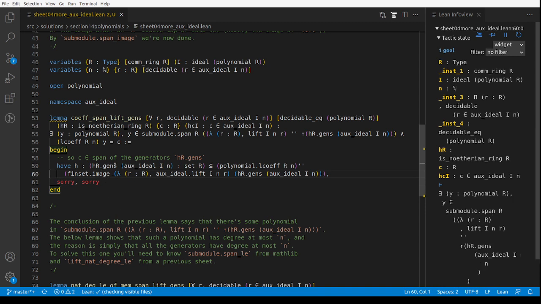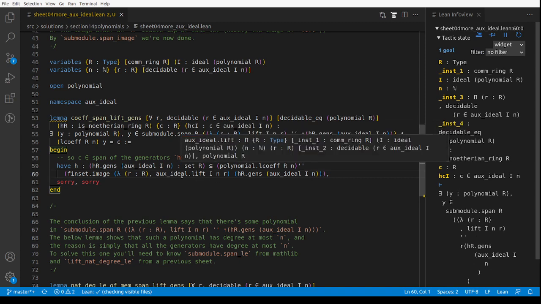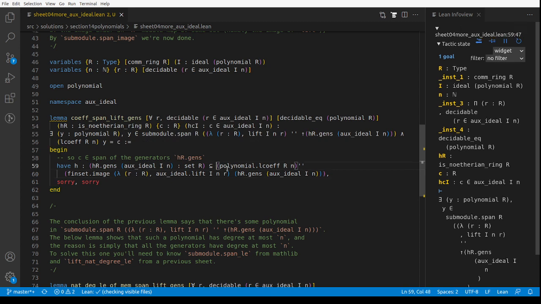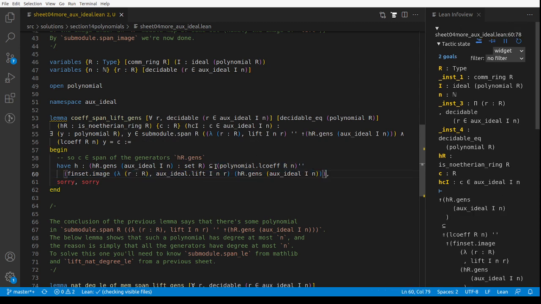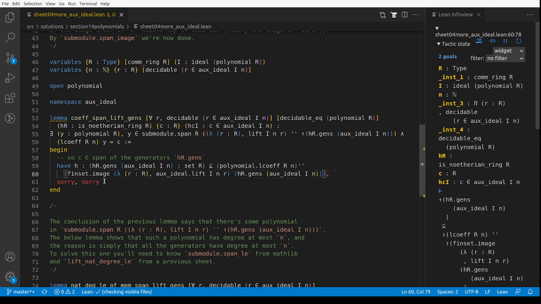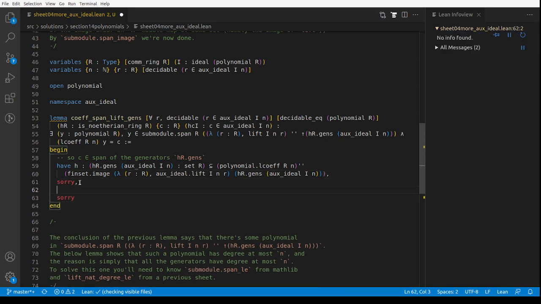So this says that the generators are just a subset of what you get when you start with the generators, and then you lift them via the lifting map, and then you map back down with the coefficient map. I mean, these two sets are equal really, but we only need an inclusion. So C is in the span of the generators, so that means that C is also in the span of these objects. So in particular, C is in the span of the image of a ring homomorphism. So maybe I should show you that.